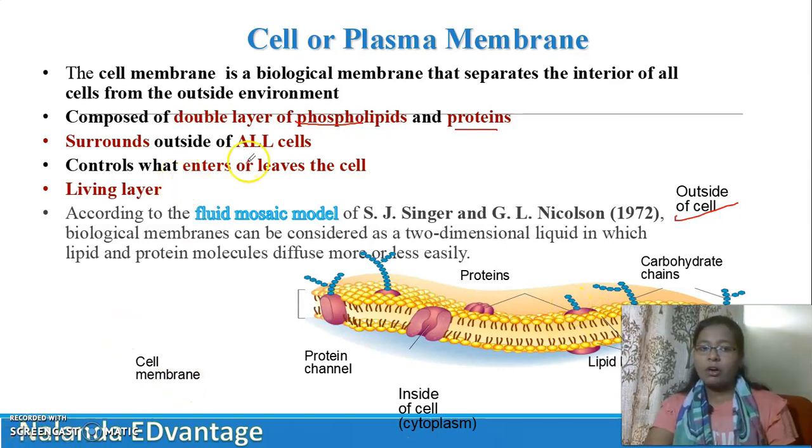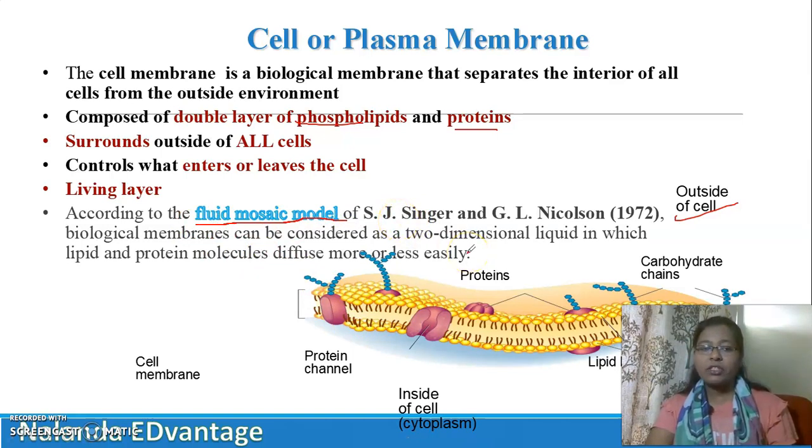It surrounds the outside of all cells and controls what enters or leaves the cells. It is a living layer. ये हमें ध्यान रखना है. It's a living layer. और सबसे पहले इसका स्ट्रक्चर दिया गया था. This structure is known as the fluid mosaic model. It was given by Singer and Nicolson, S.J. Singer and G.L. Nicolson.